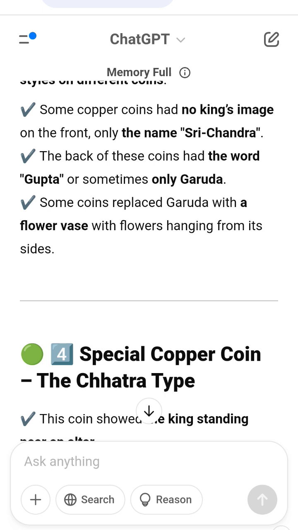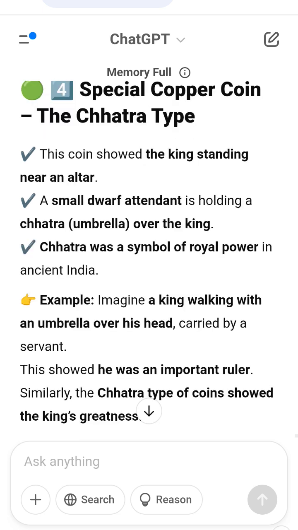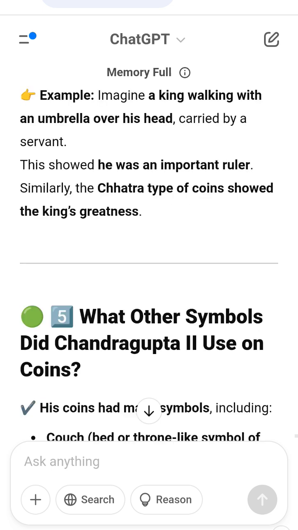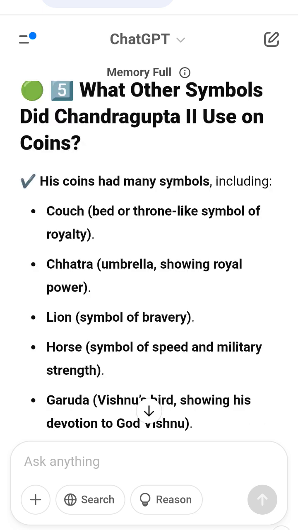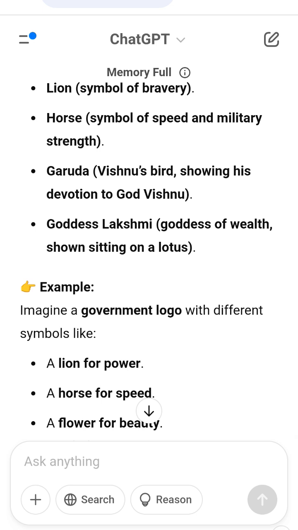7. Why were these copper coins important? They helped common people in everyday trade. They showed Chandragupta II's power and religious beliefs. They continued the tradition of different coin designs in the Gupta Empire. They introduced new artistic styles, especially different poses of Garuda.